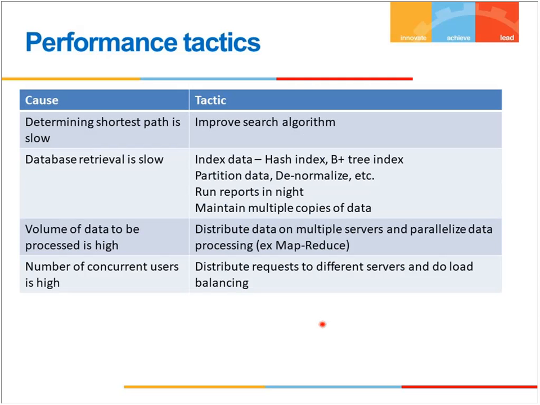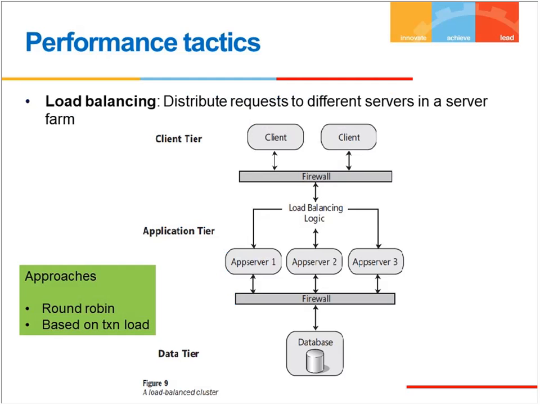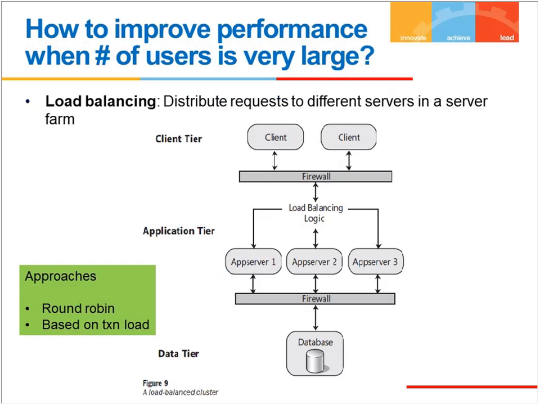Improve the algorithm. Database retrieval is slow, index. We should talk about all this. Volume of data is high, distribute data. Number of concurrent users is high, distribute. Okay, we think we have discussed all this. So here are some architectural solutions.